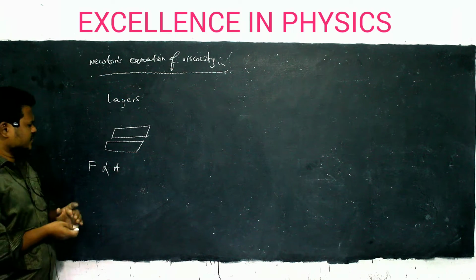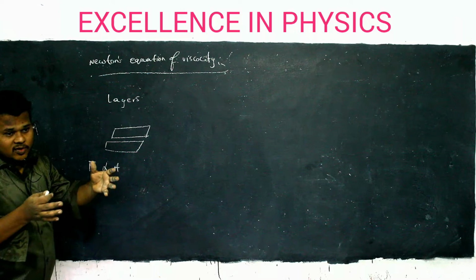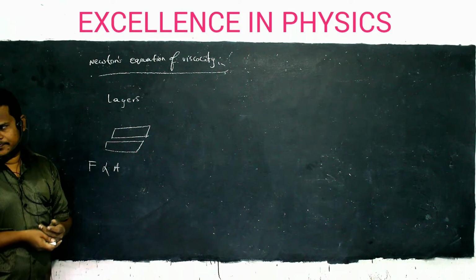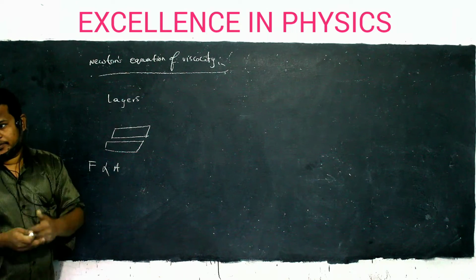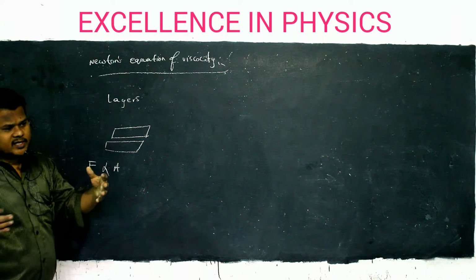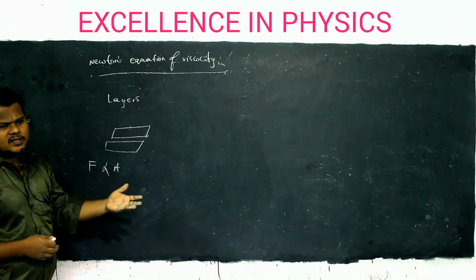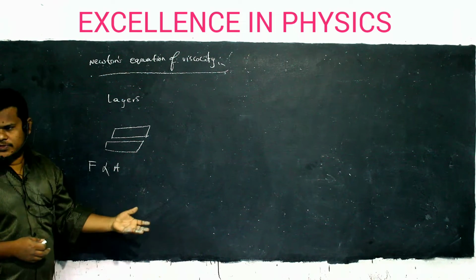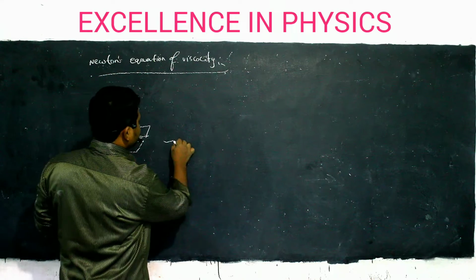Are you able to understand me? So viscous forces are directly proportional to the area of contact of these layers. If more of a layer is touching another layer, whose area is also greater, then it is experimentally proved that frictional forces, or viscous forces, are increasing. Clear? So this is one experimental result.